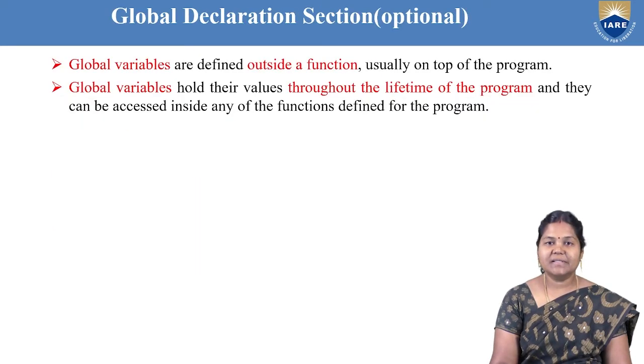Then the third optional section is called the global declaration section. Now, these global variables are declared outside any function. Which means that if a variable is declared to be global, then it can be used by any function in the program. There is no specific rule that global variables should always be declared at the top of the program, but it can be declared anywhere. But if it is not inside any function, then it is treated to be a global variable. So, a global variable will have lifetime throughout the program and can be accessed by any function written in the program.